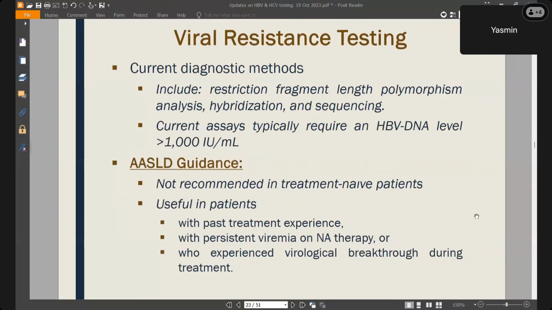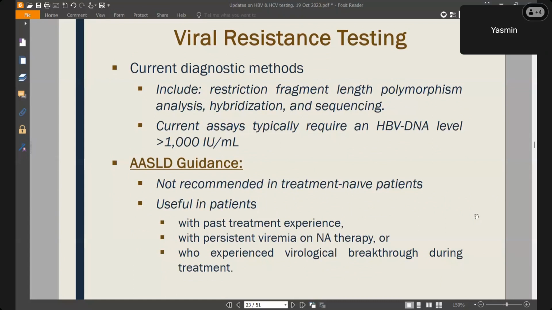And what tests are available? Rather labor-intensive tests, which is restriction fragment length polymorphism analysis, which is rather old. Hybridization technique is also old. Of course, now sequencing, lots and lots of sequencing is done.